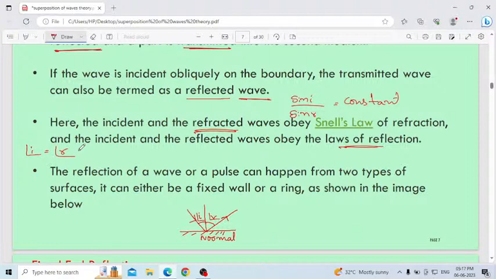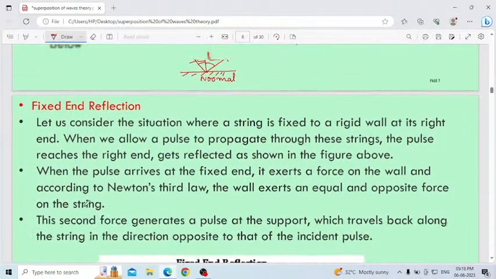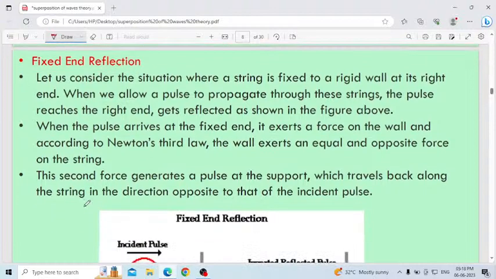Coming to the next point: the reflection of a wave or a pulse can happen from two types of surface. It can either be a fixed wall or a rigid wall, as shown in the image below. As already mentioned, the reflection may be fixed end reflection, and one more type is free end reflection.